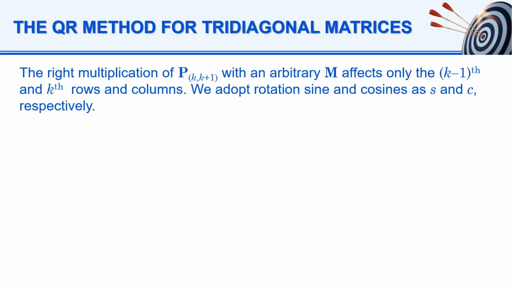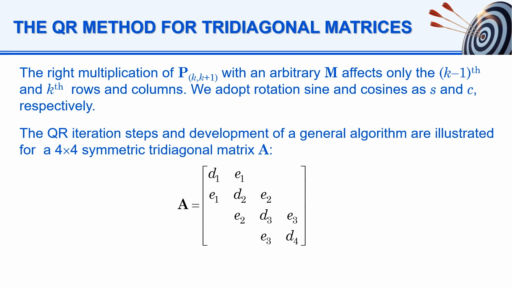The right multiplication of the transformation matrix P_{k-1,k} with an arbitrary matrix M affects only the (k-1)th and kth rows and columns. We adopt rotation sine and cosine as S and C, respectively. Here, the QR iteration steps and development of a general algorithm are illustrated for a 4x4 symmetric tridiagonal matrix A.